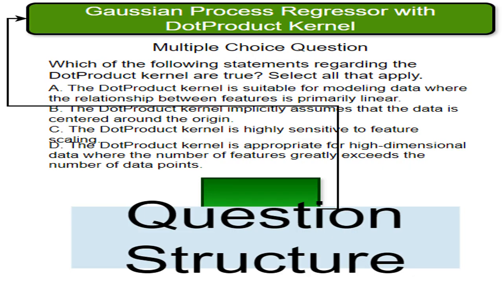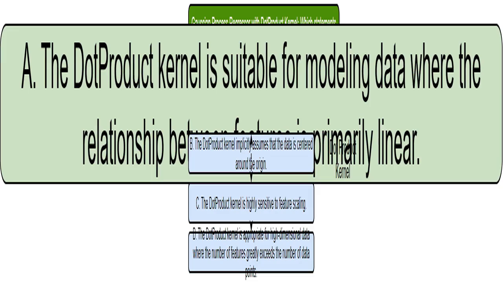The overall question format is a multiple-choice quiz focusing on your conceptual understanding of the dot product kernel. I see that statement A is correct. The dot product kernel uses the dot product of feature vectors. The dot product is a mathematical operation that directly measures the linear relationship between those vectors. So, it's perfect for when you expect the relationship between features to be linear. Think of it like this: if your data points are best explained by a straight line, then this kernel is your best friend.